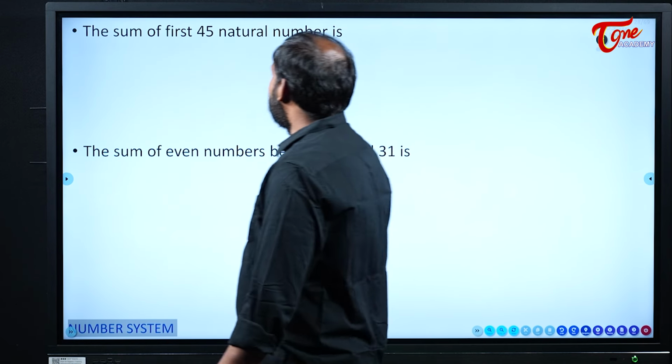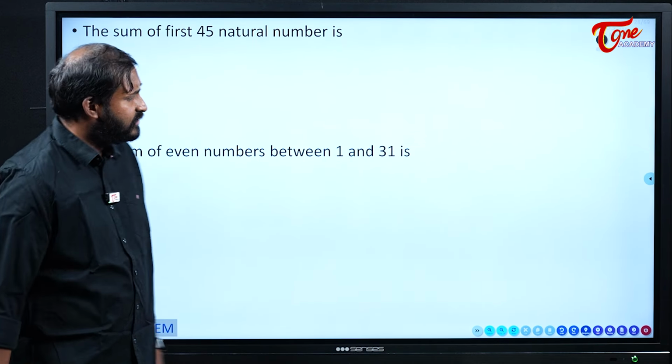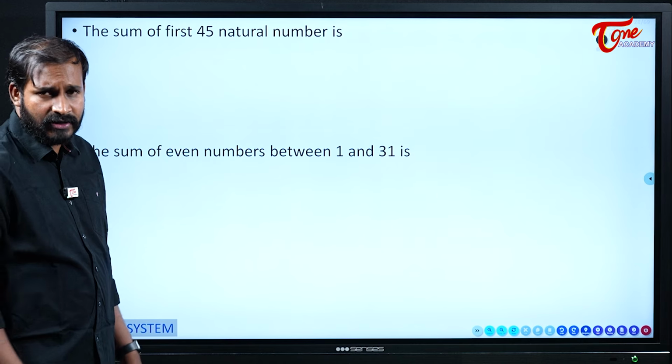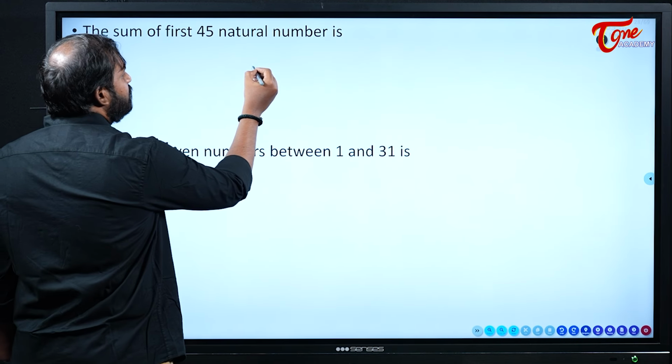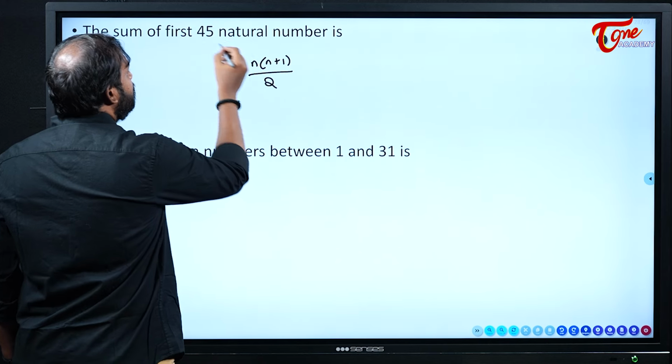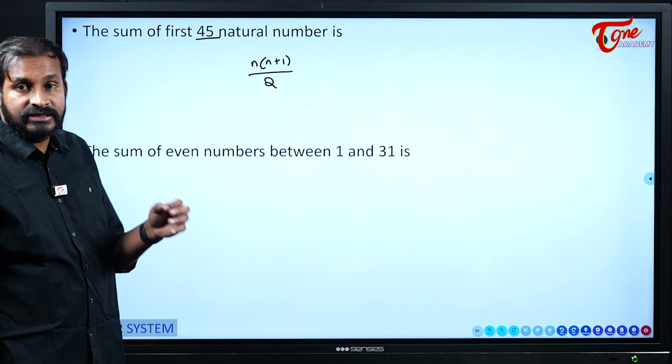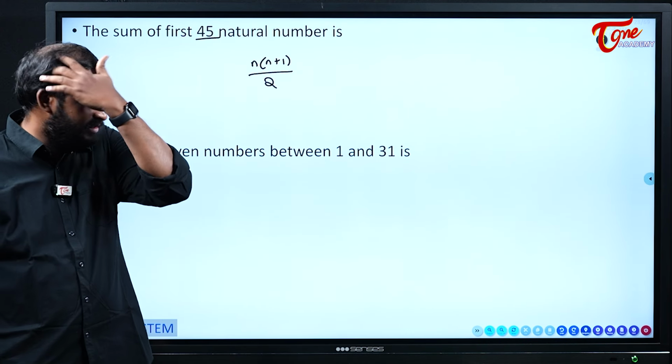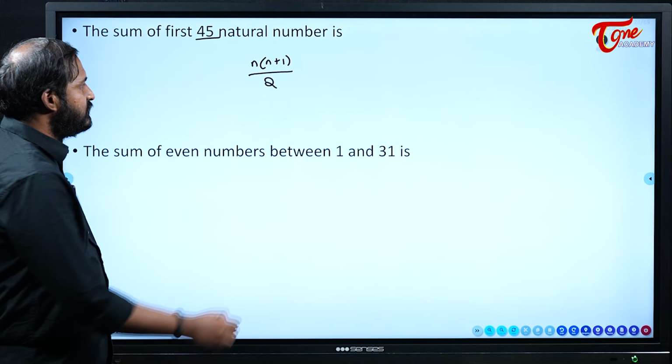The sum of first 45 natural numbers is... in our previous slides we have written the formula. What is the sum to n natural numbers formula? n into n plus 1 by 2. What is n here? 45. First 45 natural numbers. So that is the reason I can use this formula.